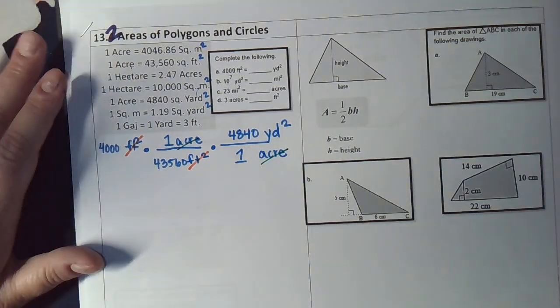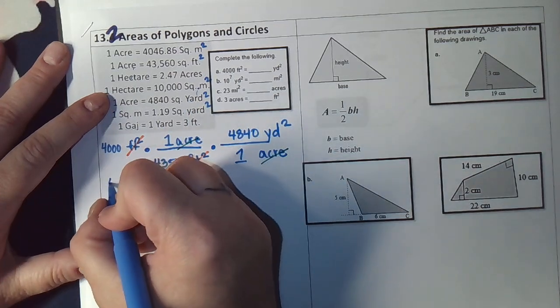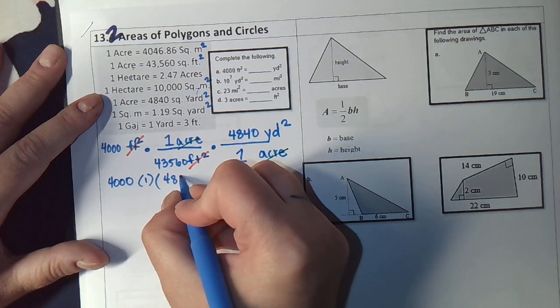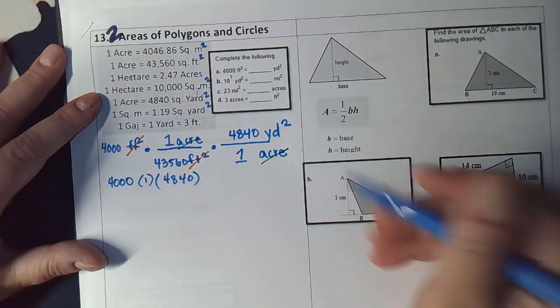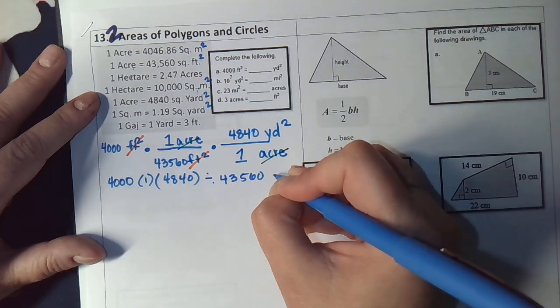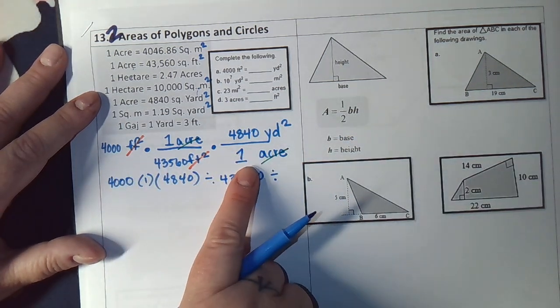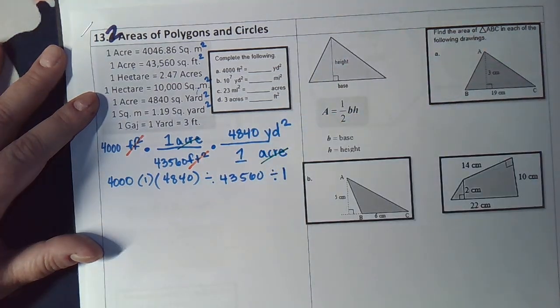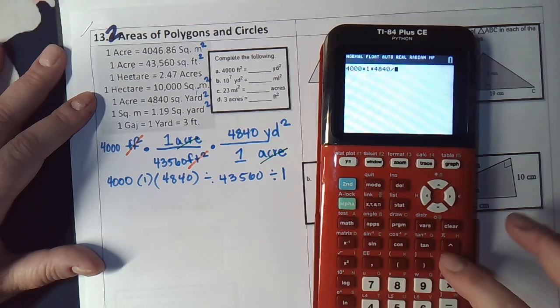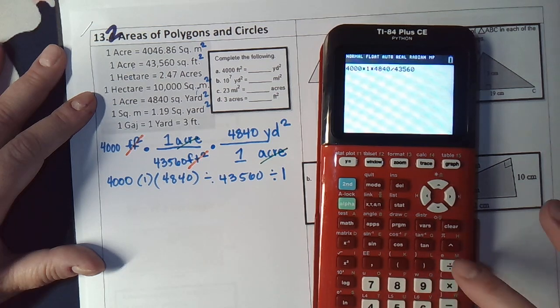Now we're going to put this all in the calculator. You're going to do 4,000 times 1 times 4840. We're just multiplying the tops. Then you're going to divide by 43,560, and then divide by whatever else is on your denominator, 1. So we're going to have 4,000 times 1 times 4840 divided by 43,560 divided by 1. Hey, I got 444.